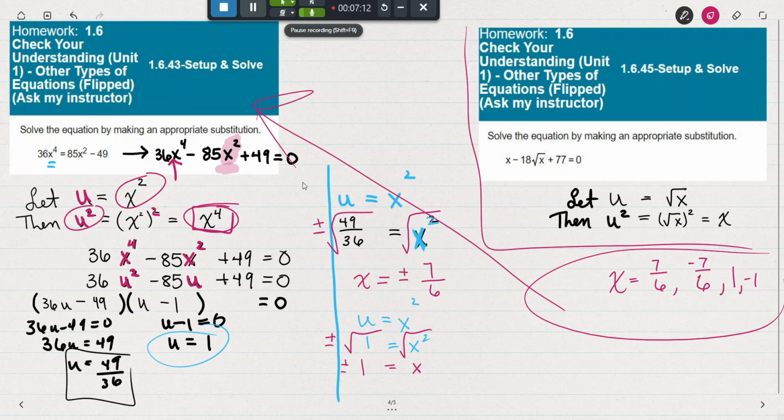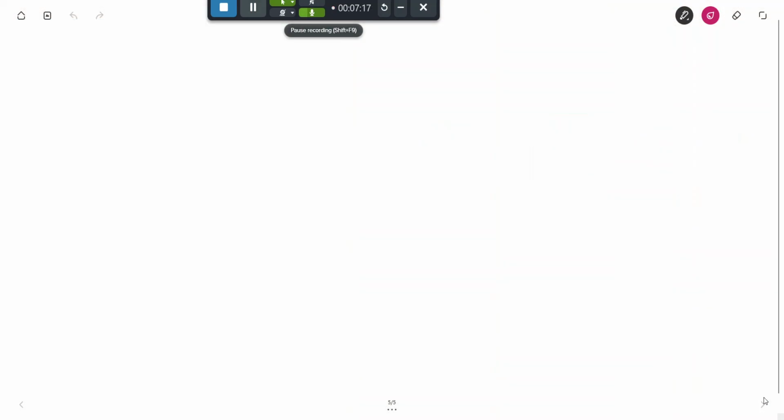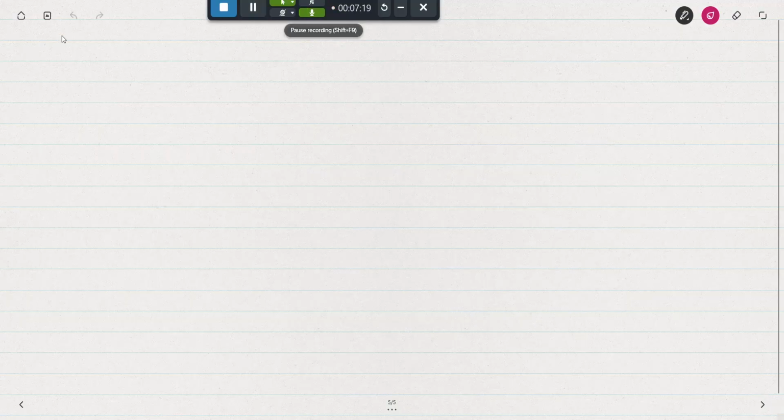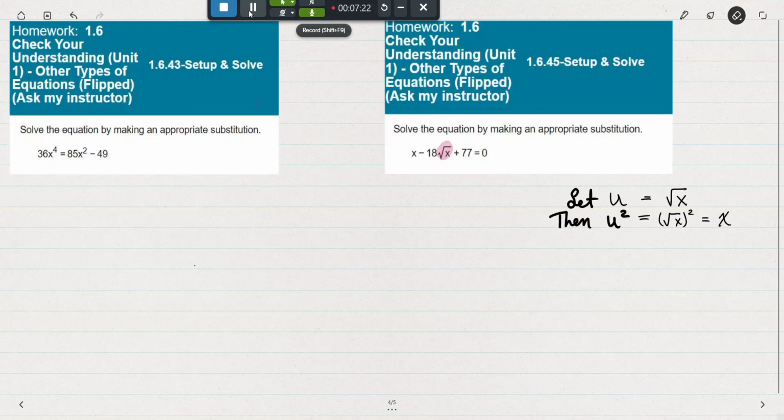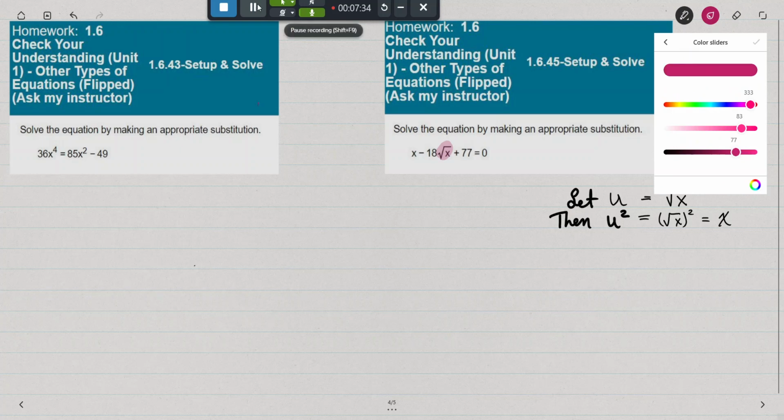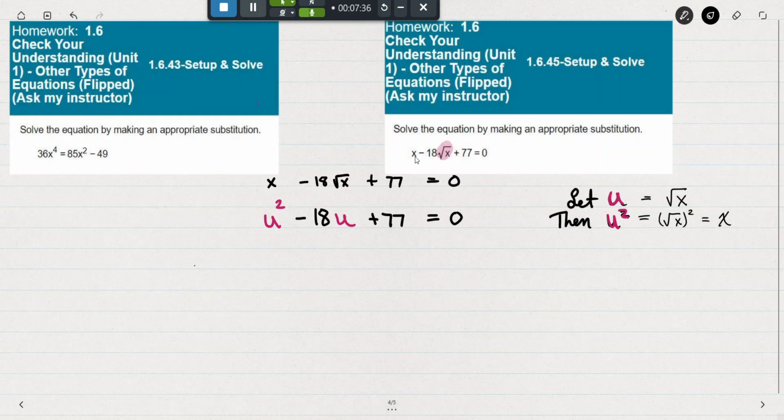Let's try the second one, and it's using the same method. We're using substitution again. So let's see what would happen with this. We can start by using our substitution. We've got that u is the square root of x, and when u is the square root of x, then u squared is the square root of x squared, or x. So I can put that substitution in. So we see that when we make that substitution, the x becomes the u squared. The square root of x becomes u, so we have u squared minus 18u plus 77 equals 0.